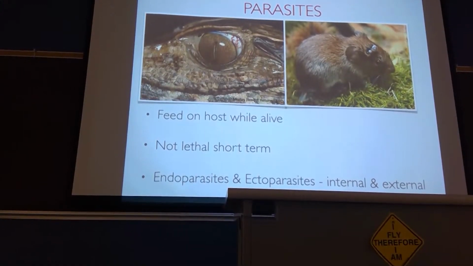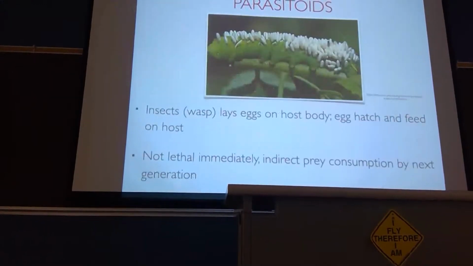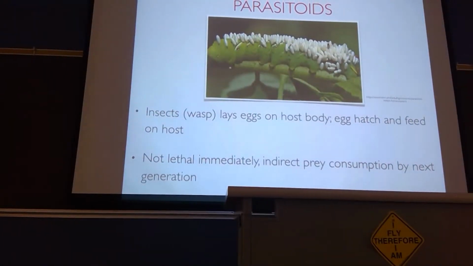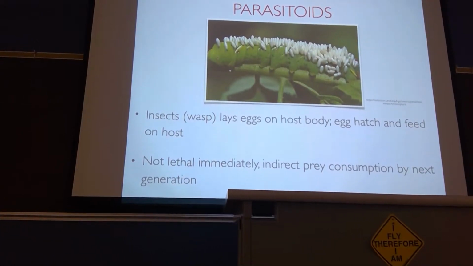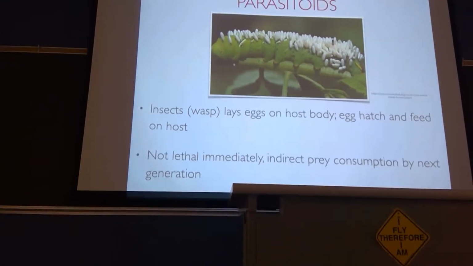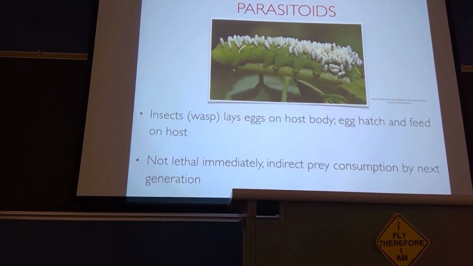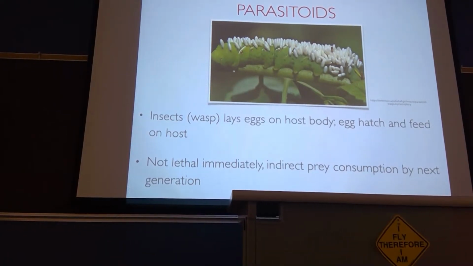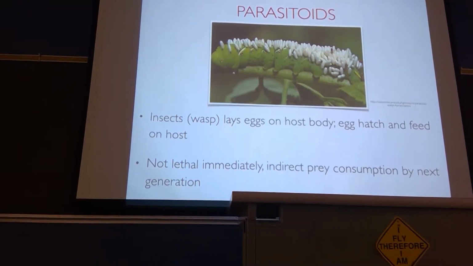But they don't tend to kill the host until later in the relationship, if at all. Parasitoids are an interesting subset of parasites in that they don't kill the host immediately, but the host will eventually die. That's not always assured in a parasite-host relationship, but the host always dies eventually in a parasitoid relationship. Usually it's an insect, very often a wasp, but there are some ants that do this too.